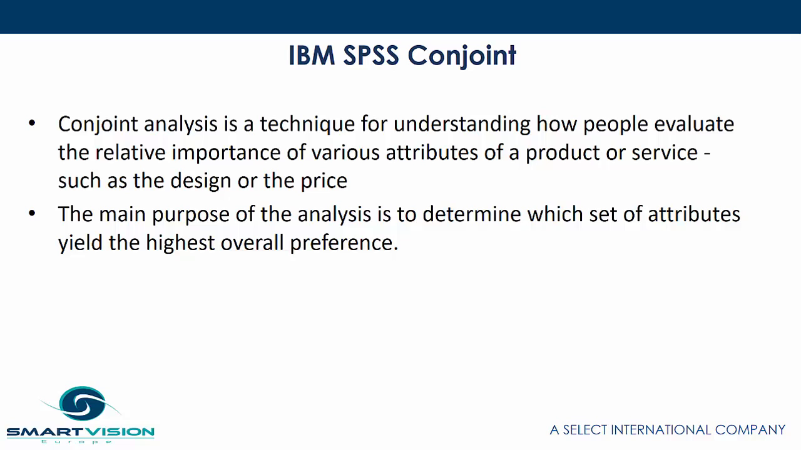Conjoint analysis is a technique for understanding how people evaluate the relative importance of various attributes of a product or service, such as the design or the price. The main purpose of the analysis is to determine which set of attributes yield the highest overall preference.